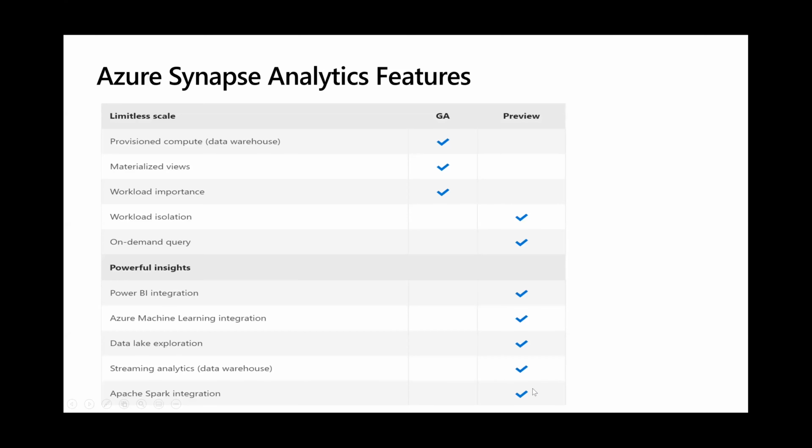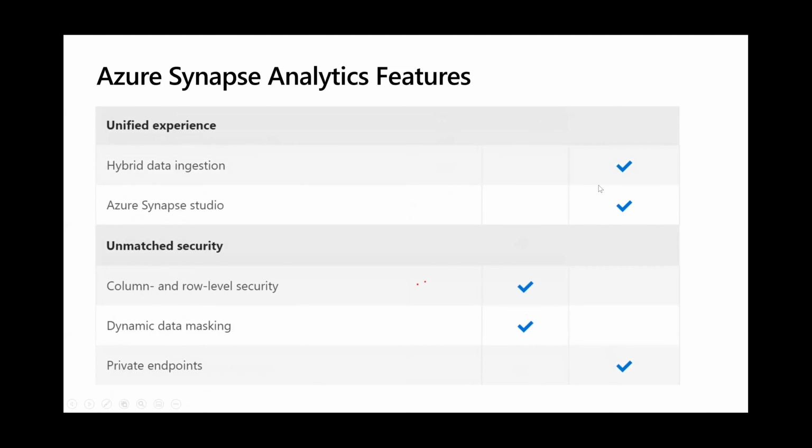Streaming analytics, Apache Spark integration. You'll be able to do hybrid data ingestion. We do have it now, but there are some more aspects which are being added there. Data Studio. We already have security at the column and row level in the database, as well as dynamic data masking available. And private endpoints is something which will come GA.